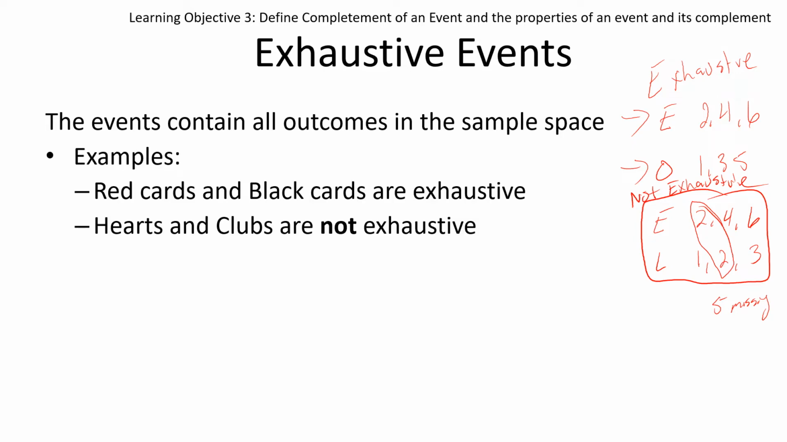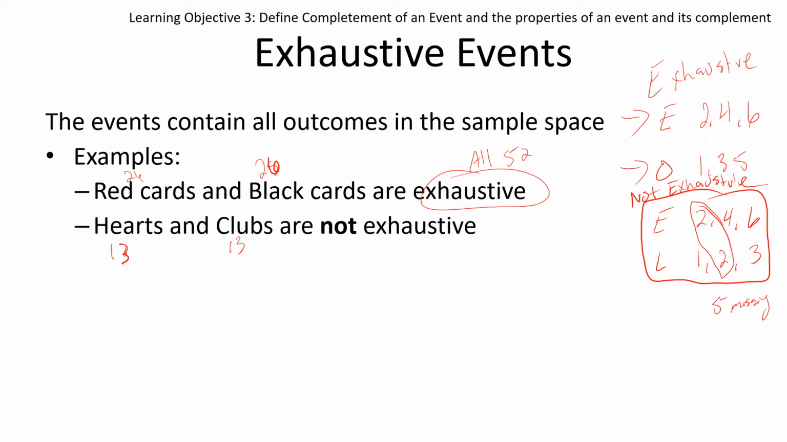Here's an example. Red cards and black cards are exhaustive because you've got the 26 red cards and the 26 black cards. There's no overlap, so they're mutually exclusive, and all 52 cards are accounted for. So they are exhaustive. However, hearts and clubs are not exhaustive because there are 13 hearts and 13 clubs. Now we've only accounted for 26 of the 52 cards. If we said hearts, clubs, diamonds, and spades, those 4, then it's exhaustive because it's used them all up.